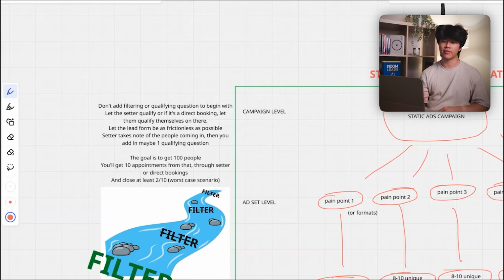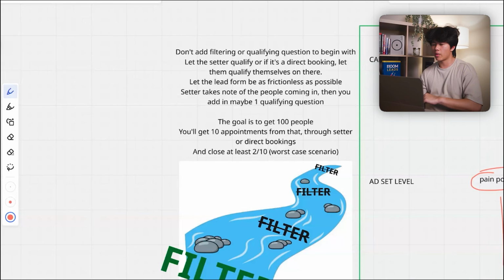But before, I want to preface just by telling you a few important things that you guys need to know. One of the important things that I want to mention is we're not going to be adding any filtering or qualifying questions to begin with, because it might choke our lead flow out at the start. So we want to let the setter qualify, or if it's a direct booking, let them qualify themselves on there. So we want the lead form specifically to be as frictionless as possible.